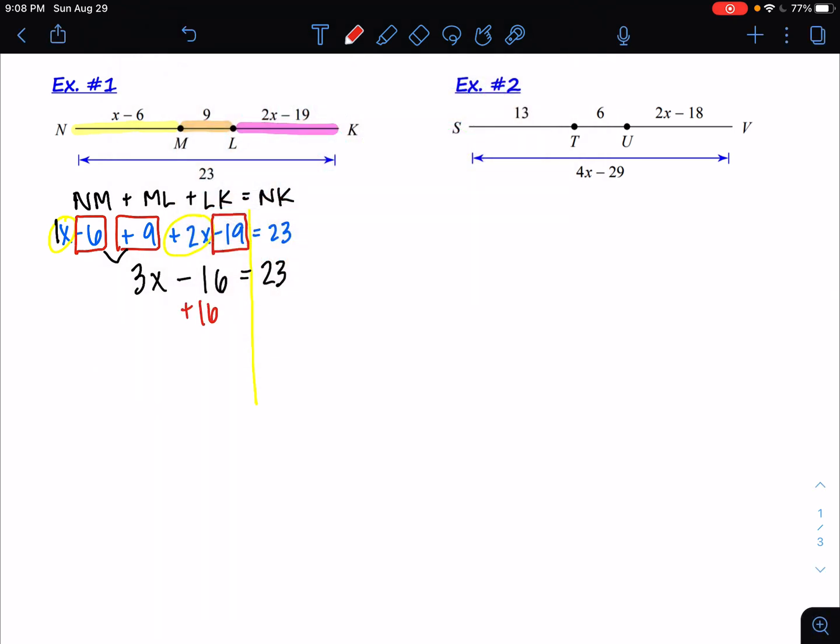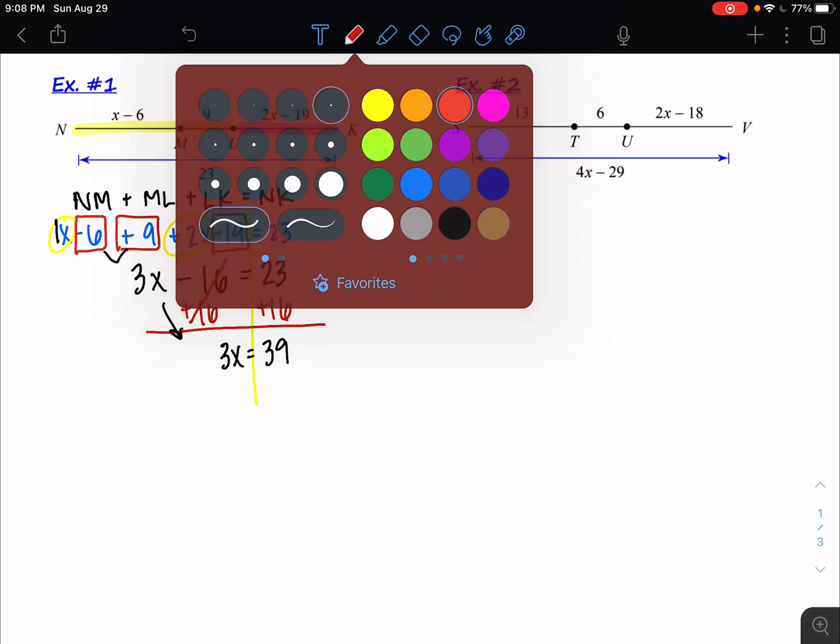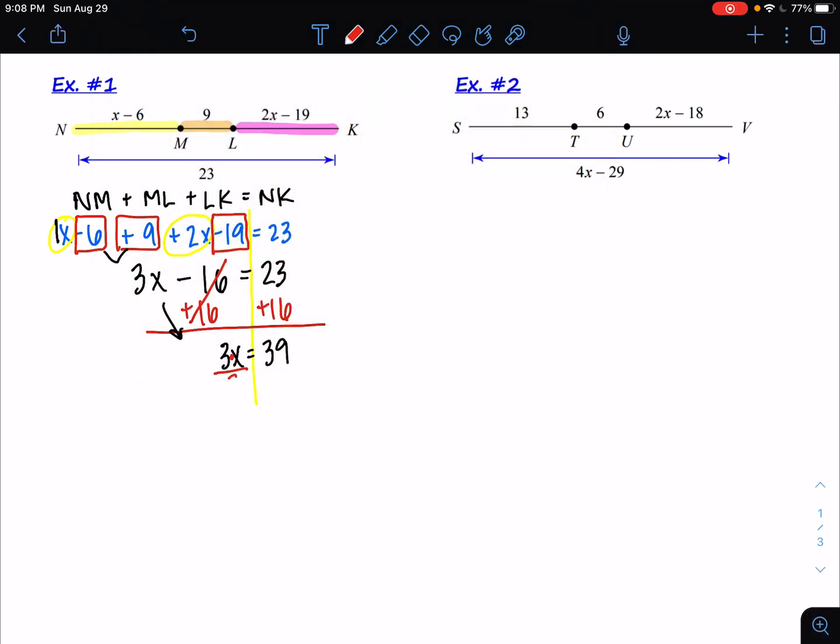Add 16 on both sides. That cancels out to be 0. Drop down my 3x equals 23 plus 16 is 39. Inverse operation of multiplication is division. Divide both sides by 3. 3 divided by 3 is 1. And I'm left with x equals 39 divided by 3 is 13.